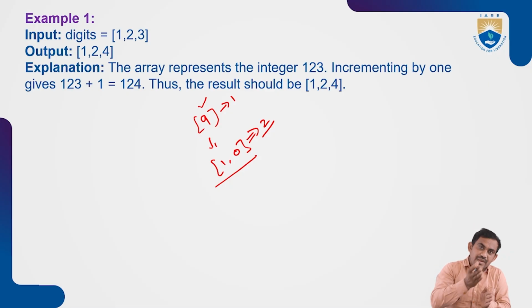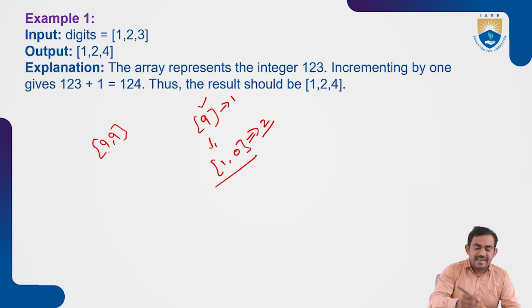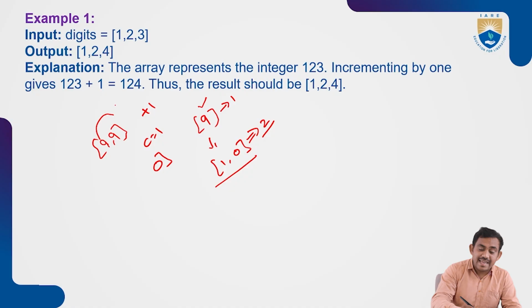Everything is added into the previous. So suppose I have 99, that means we are given 9, 9. I need to add plus 1. 9 plus 1 is 10, so carry equals 1 and the value is 0. Add it into the list. Then again we have one more value, 9, and 9 plus carry is 10, so again carry equals 1 and we add 0.